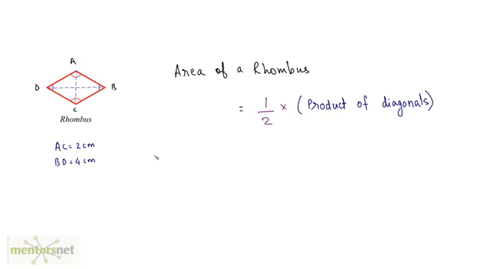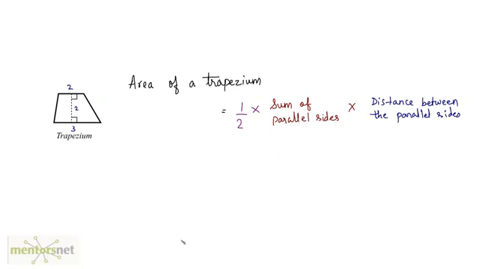We have a rhombus. The area of a rhombus will be half into the product of its diagonals. Well, what are diagonals? The lines connecting the opposite vertices are the diagonals. So the area of this rhombus will be half into the length of AC times the length of BD. We have been given that AC is 2 and BD is 4. So half into 2 into 4, and that will be equal to 4 centimeter square. Easy, right? Let's move ahead.